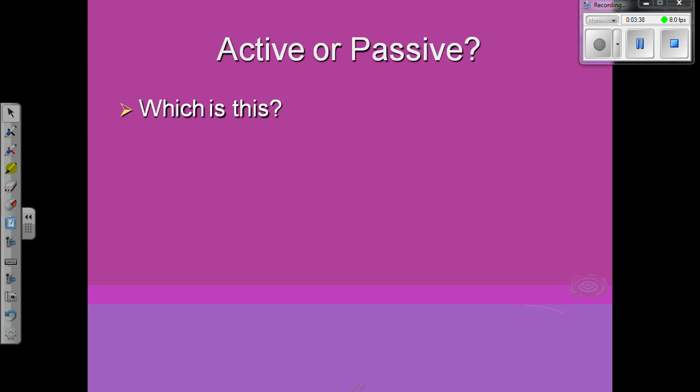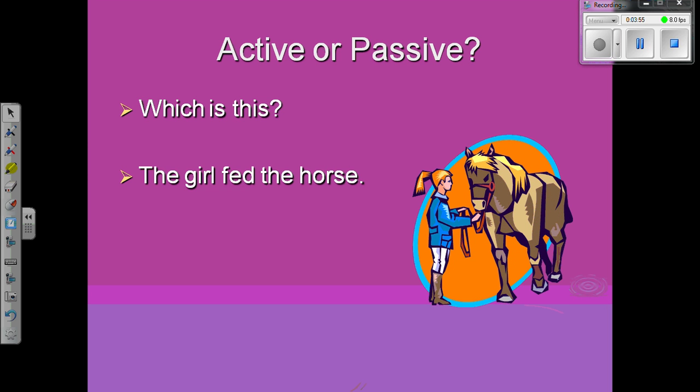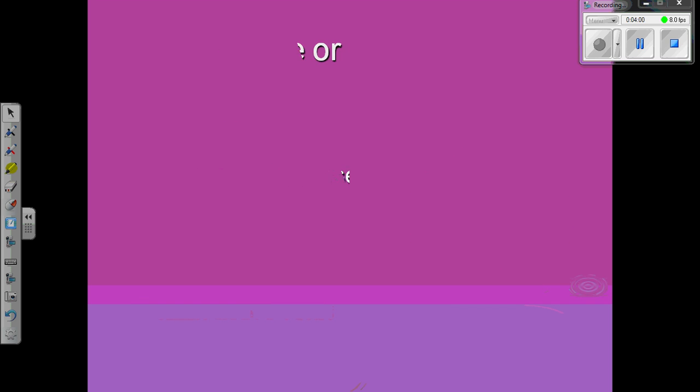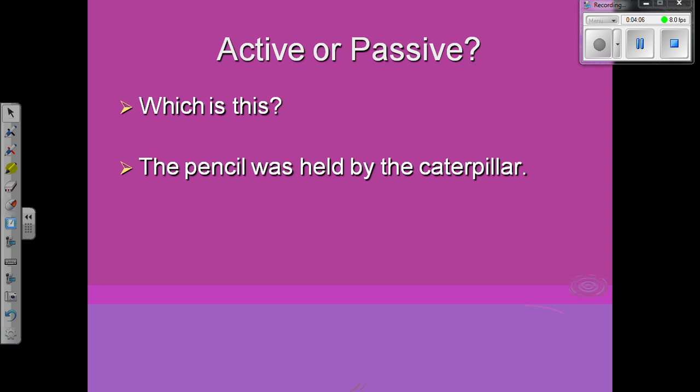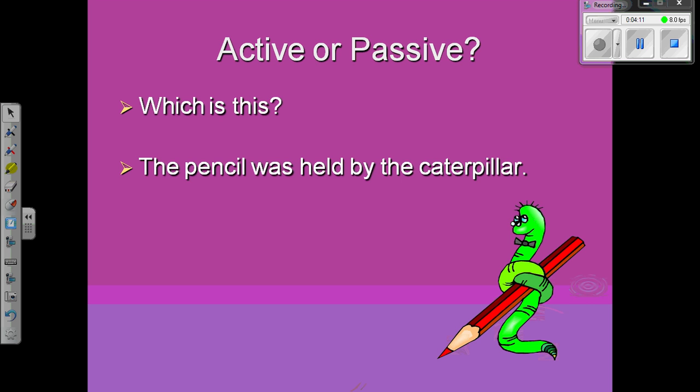Which of these sentences is active and which is passive? Now we are going to say if it is an active sentence or a passive sentence. The girl fed the horse. Very good. It's an active verb. The pencil was held by the caterpillar. Very good. It's a passive verb.